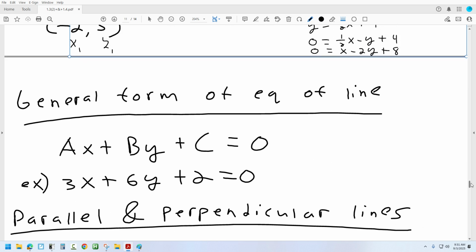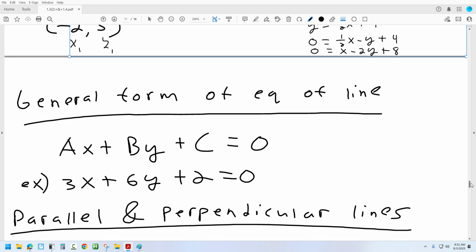All right, so parallel and perpendicular lines. How would you describe if 2 lines are parallel? What would have to happen? There's actually a couple things. Yep. They'd have the same slope. Okay, same slope. And one other thing. Yep. And never touch. Okay.